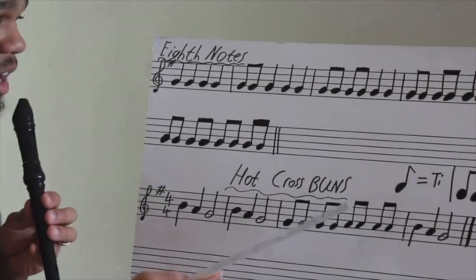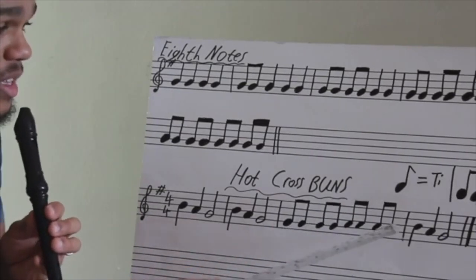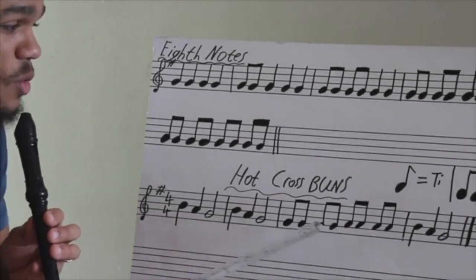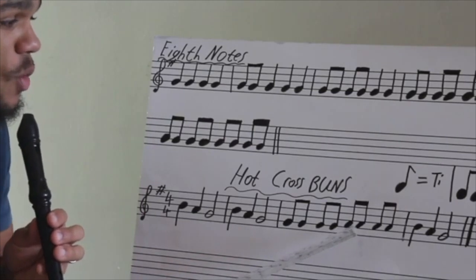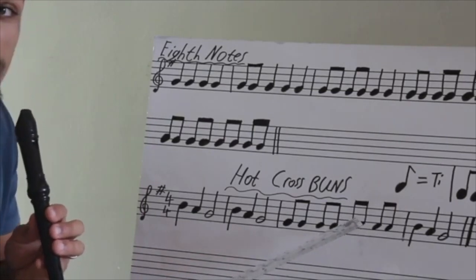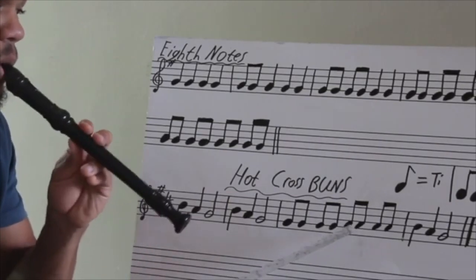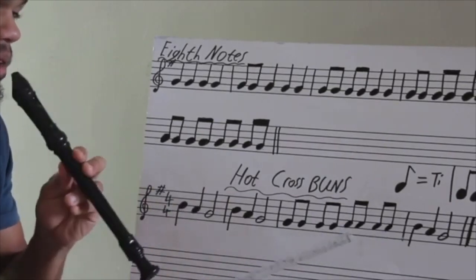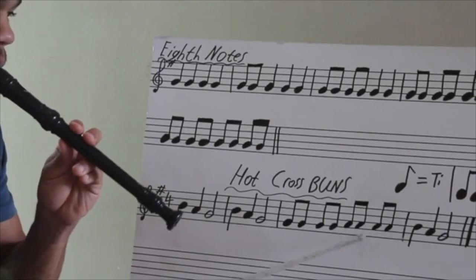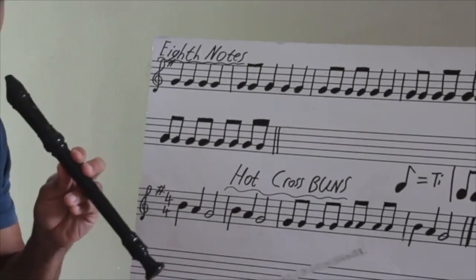Now let's go to these last 2 eighth notes, which are still the same as each other, but different from these ones. These ones are A. So we're going to play A in eighth notes. So hold your A, and let's blow. Go. Let's go.